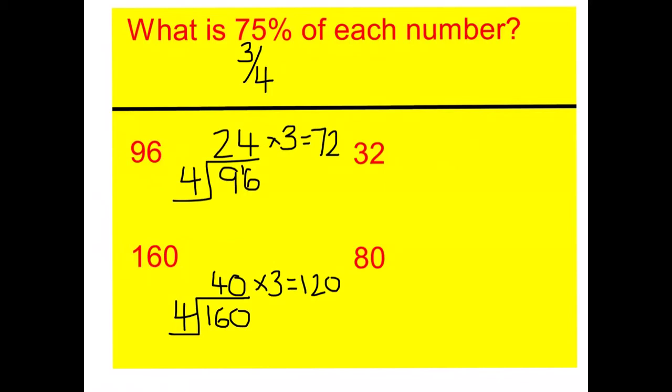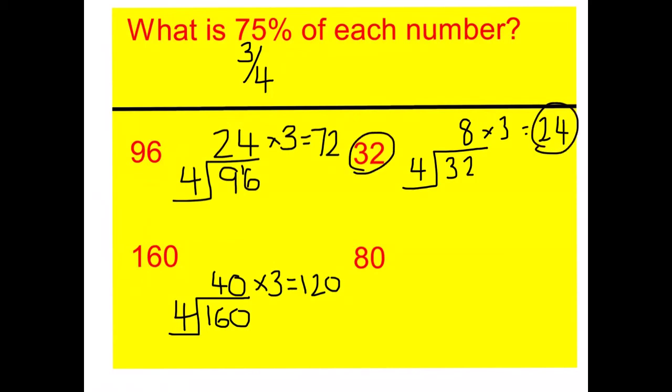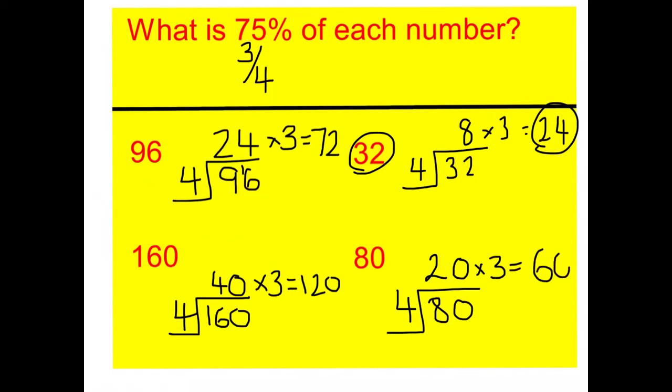So 75% of 32, divided by 4, divided by the bottom, gives me 8, multiplied by the top, gives me 24. So 75% of 32 is 24. And the final one, I find 1/4, which is 20. So 4 into 80 gives me 20, times it by the top, which is 3, giving me 60. So 75% of 80 is 60.